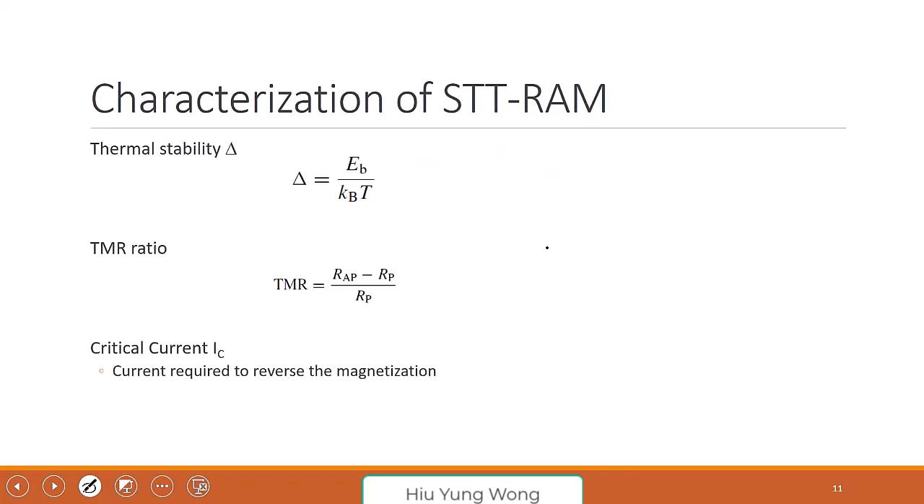The first thing is the thermal stability. So how do we find the stability? It's very simple, just EB over KT. What is EB? EB is just the energy barrier.